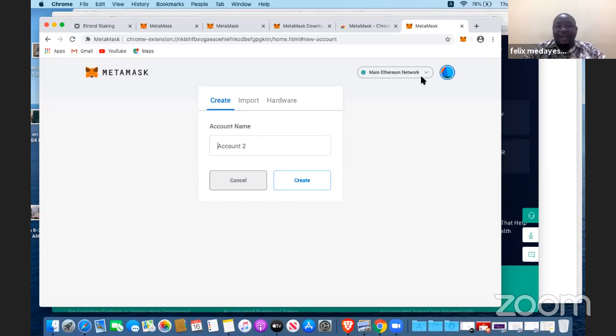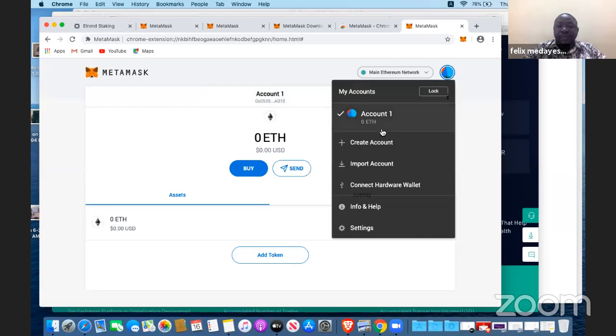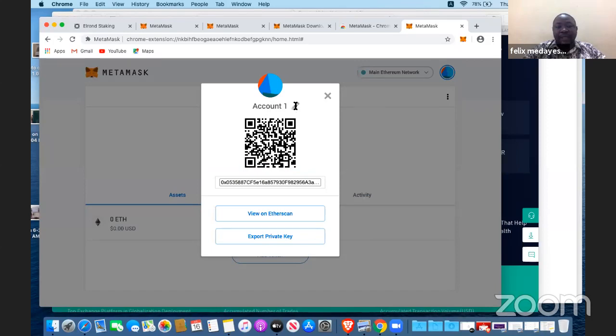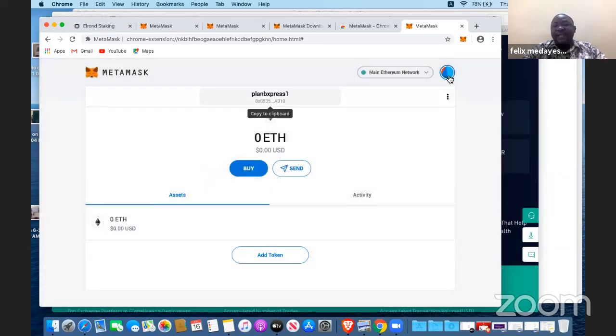So instead of Account 1, just like we are having this and showing Account 1, I can change it. Just go here, just cancel here. So look at this. I can just go here and click edit. Okay, account detail. Look at the pen, just click it. I can type Planbxpress 1. So you can create an account for your children. Planbxpress 1. Save it, so it's going to change that. So I have labeled it Planbxpress 1.